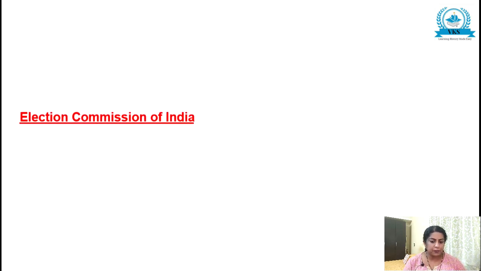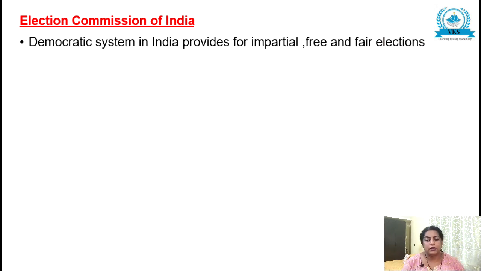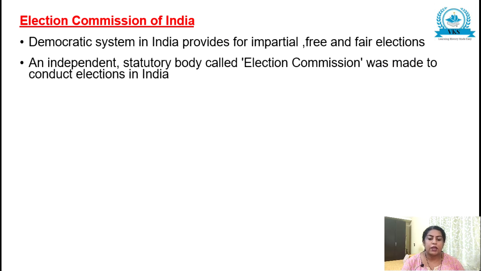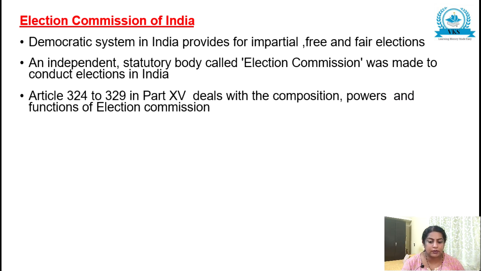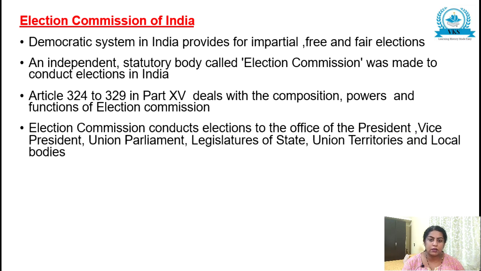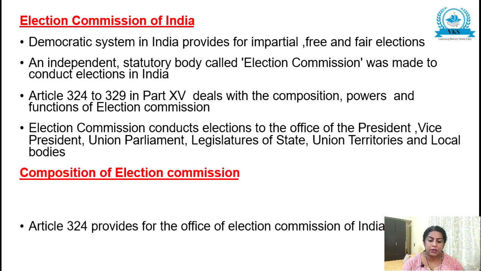Now, before going to the next topic, let us just go through the points which we have studied till now. Election Commission of India. Democratic system in India provides for impartial, free and fair elections. An independent statutory body called Election Commission was made to conduct elections in India. Article 324 to 329 in Part 15 deals with the composition, powers and functions of Election Commission. Election Commission conducts elections to the office of the President, Vice President, Union Parliament, legislatures of state, union territories and local bodies.